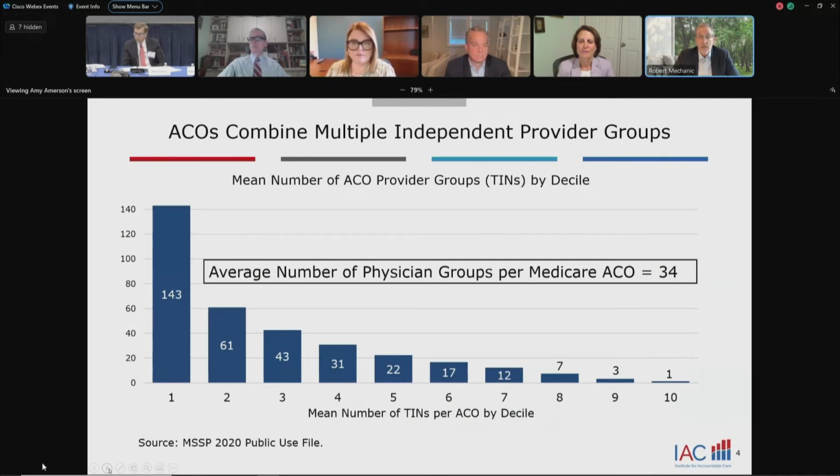If you look across the continuum, each bar represents about 50 ACOs, and the number there is the mean number of physician groups. So really, you have very few ACOs that are just a couple of physician groups. More likely they have multiples, and they are independents of various sizes and various capabilities. I would go to the next slide, please.